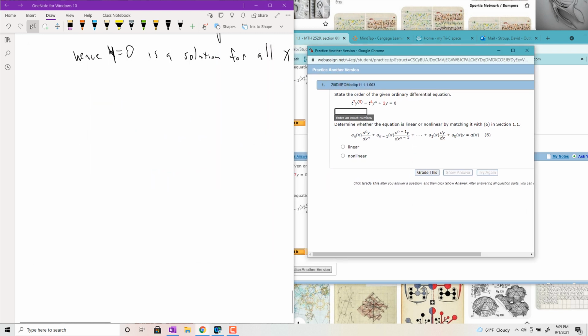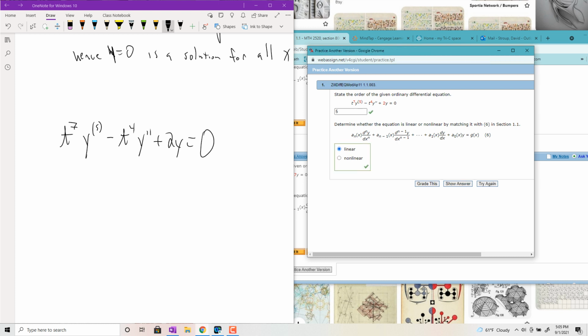Okay, so you see they have t to the 7th and y to the 5th. It's the 5th derivative of y is what they mean. So rather than writing out prime, prime, prime, prime, prime, just put a 5 up there in parentheses. Okay, so the order of that thing is 5. And then it is linear, because all the coefficients are in terms of t, and we're not doing anything crazy to the derivatives or the y. Okay, so let's see if I get it. Yay.